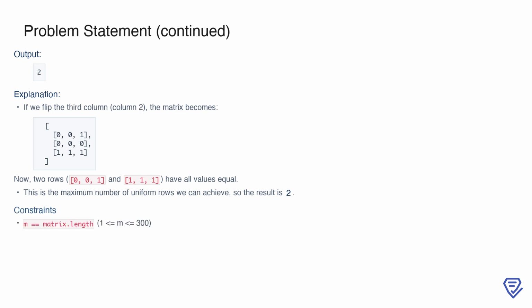Now, consider a larger example where the input matrix is [0, 0, 0], [0, 0, 1], [1, 1, 0]. If we flip the third column, column 2, the matrix transforms into [0, 0, 1], [0, 0, 0], [1, 1, 1]. After the flip, 2 rows, [0, 0, 0] and [1, 1, 1], become completely uniform. This is the best we can achieve, so the output is 2. The challenge lies in identifying which columns to flip to maximize the number of uniform rows.